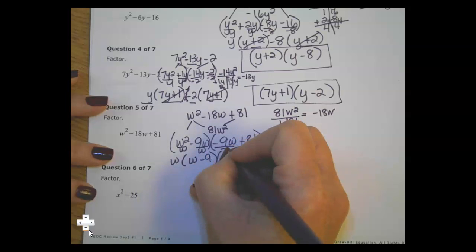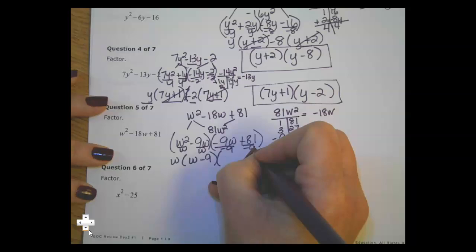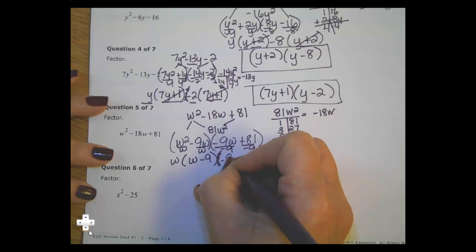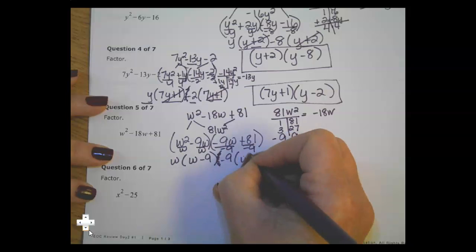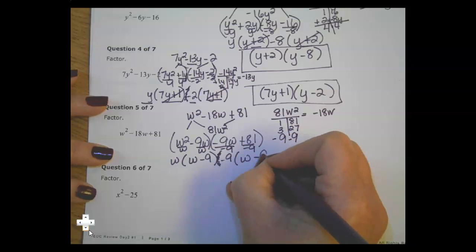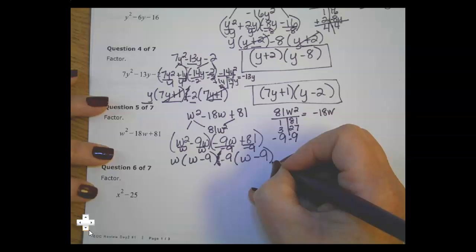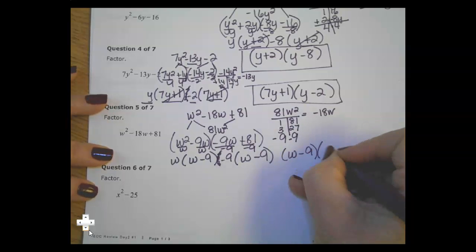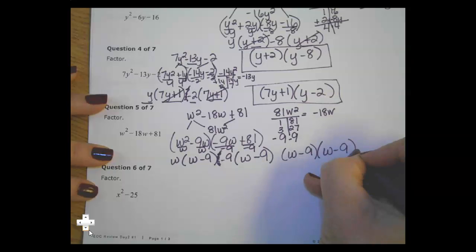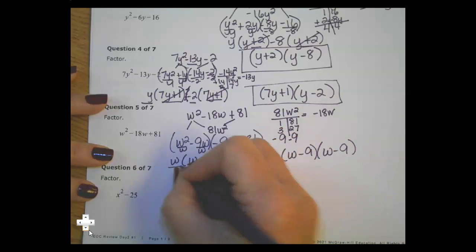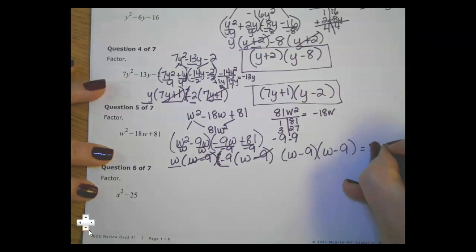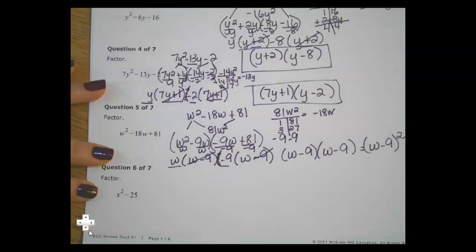Here I have a negative 9 in common. I keep doing that. So negative 9. So what's left over? W minus 9. So my answer is w minus 9 and w minus 9. Right? W minus 9, w minus 9. And another way you could write that would be w minus 9 squared.